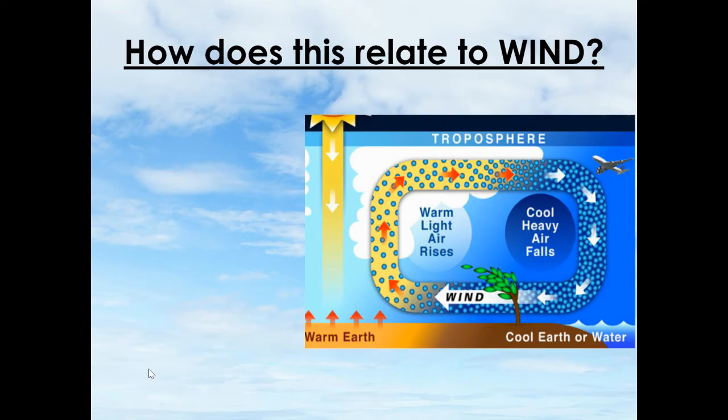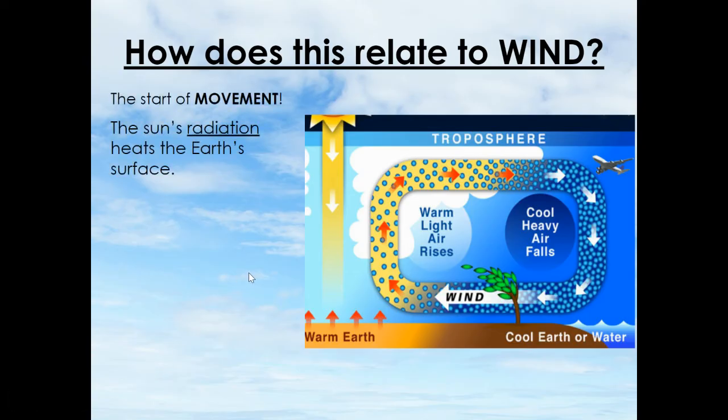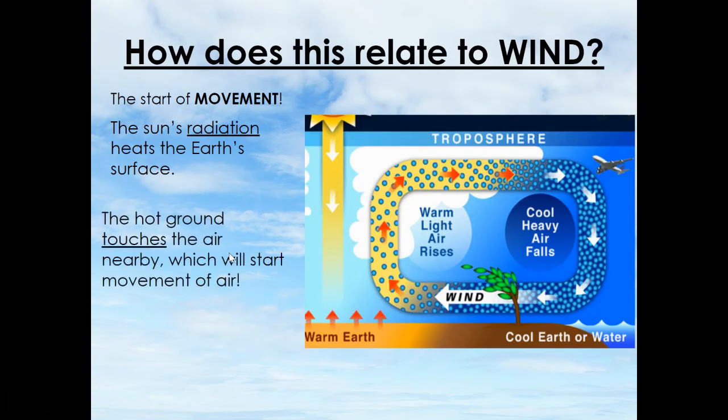Okay, so our big topic now is going to be going into wind. How does this idea we just talked about relate to wind? First of all, this is the start of movement of air. The sun's radiation heats up Earth's surface. We know that. So we're following this little line down here. Sun is heating up Earth. The hot ground touches the air nearby. So, that's really warm. And it's going to make that air start to rise.